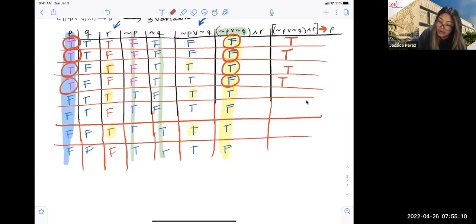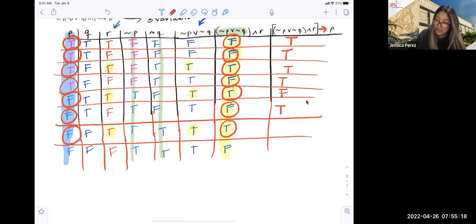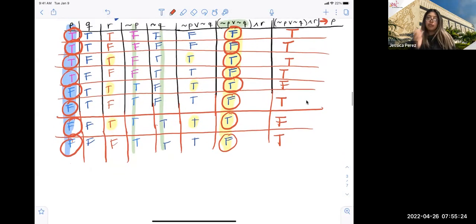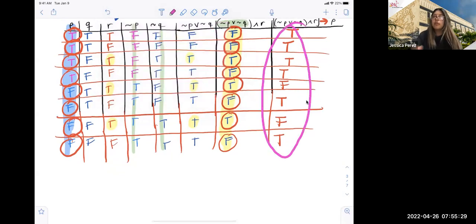Now be careful, T implies an F, that's an F. F implies an F, that's a T. T implies an F, that's an F. F implies an F, that's a T. And finally, that would be our solution. So you need to be very careful. There's a lot of margin of error here. Okay, so be careful. Don't mix and match your T's and your F's. Okay, this is a long one. So be very, very careful with your T tests.